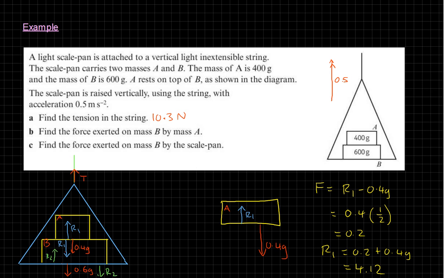So that's the answer. It's 4.12 newtons. Okay, and remember, this R1 here is not the force exerted on B by mass A in the sense that it's not actually that force. It's this one, right? But it just wanted the magnitude of the force, so it'll be the same as working out that one. Again, all of this, you look in the textbook, it'll just do this in 2 lines and say, done. It's 4.12.